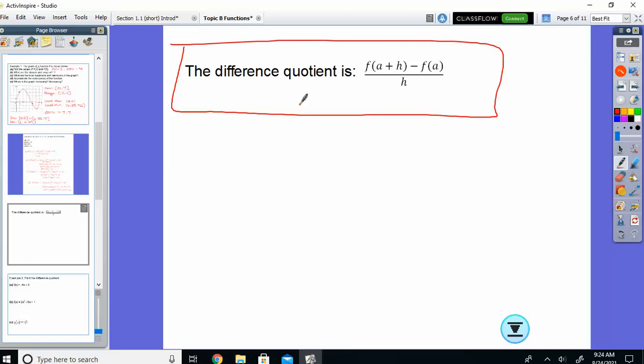The difference quotient is this expression, f of a plus h minus f of a all over h. This has a very special purpose in calculus that we will see later, but right now I just want to make sure that we can handle the types of things that will come up when we start evaluating these.